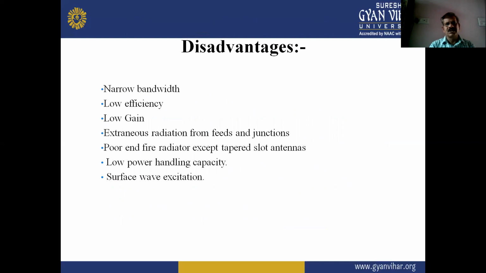Also, there are some disadvantages. Microstrip patch antennas have narrow bandwidth, low efficiency, low gain, poor end fire radiator except tapered slot antenna, low power handling capacity and surface wave excitations.